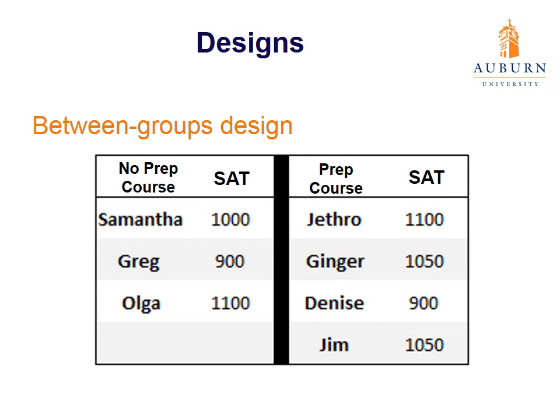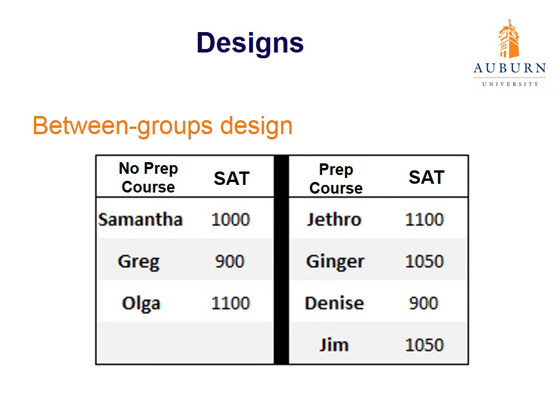So let's use the same example we were talking about earlier. And let's say we have two different groups here. We have Samantha, Greg, and Olga in one group where they don't receive any type of prep course. We just have them come in and we give them the SAT. And then we have Jethro, Ginger, Denise, and Jim, who we give the prep course to, and then we measure their SAT following. And so in this particular case, our samples are independent of each other. There's what we call a between groups design because we're measuring between the groups but not within the individuals.